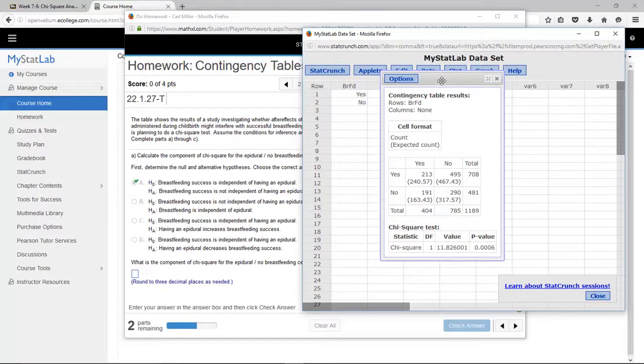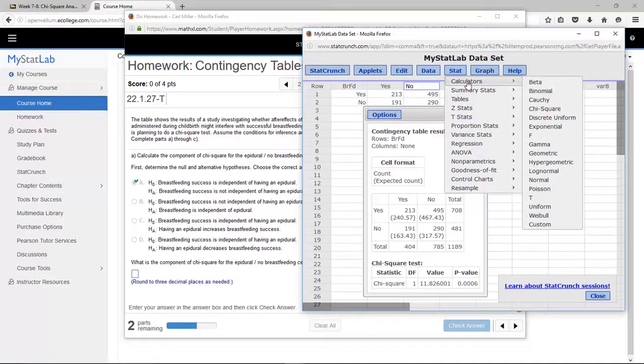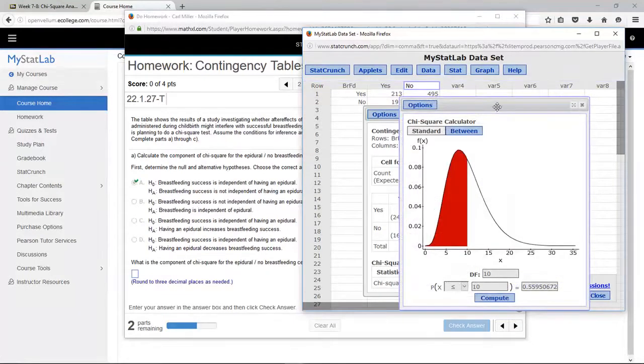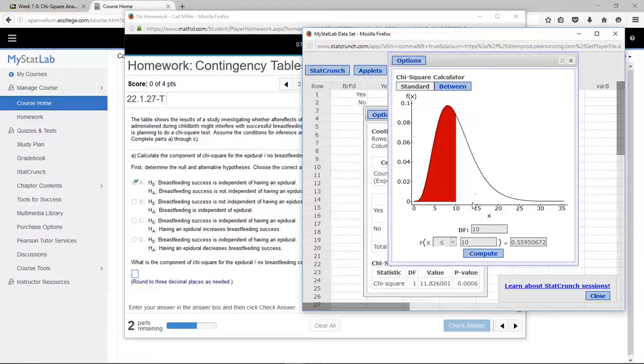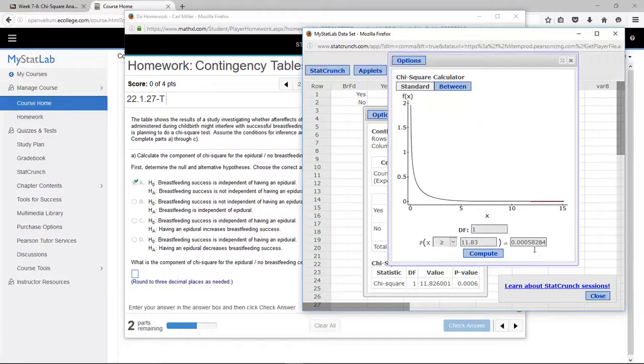Another option is to actually use the calculator for the chi-square. So instead of going through and letting it do all the calculations, they've done some of them for you and want you to do others. So in this case, you could go in, and remember the chi-square, you're always looking for the area in the right tail of the distribution. So if we change this to 1 degree of freedom, we want this to be greater than or equal to, and then we put in the number they give us, like 11.83, and click compute. And then the p-value would be that number sitting in the box.